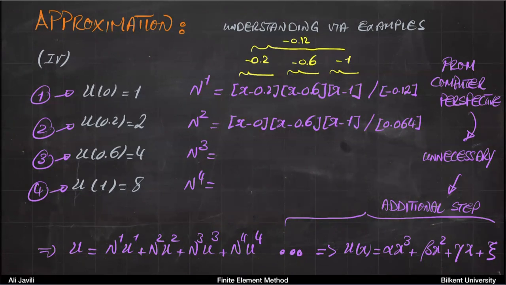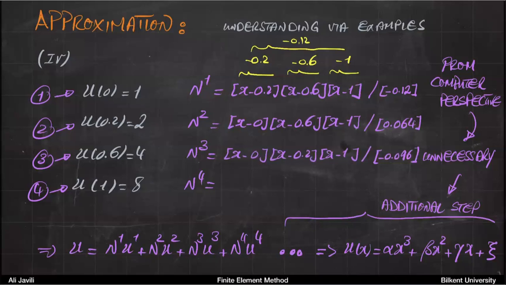Then you do n3. Again, it must be 0 at here, here, and here. So you would have x minus 0, x minus 0.2, x minus 1. And then you evaluate that at 0.6 and divide it by that number to make sure it gives you 1.